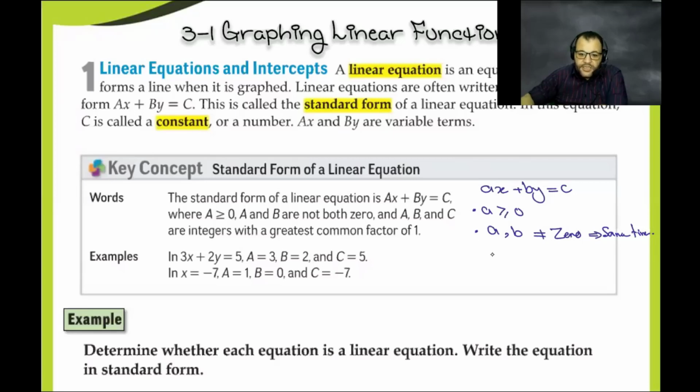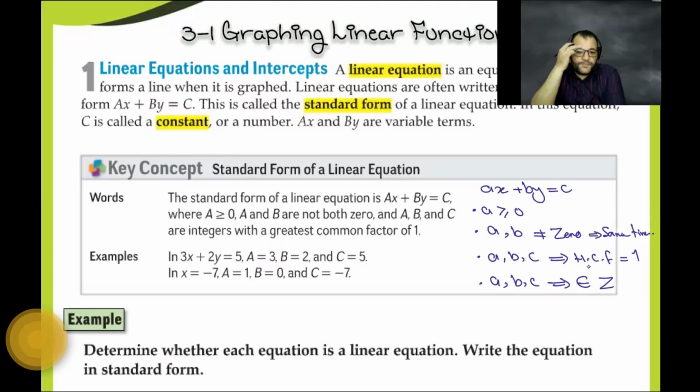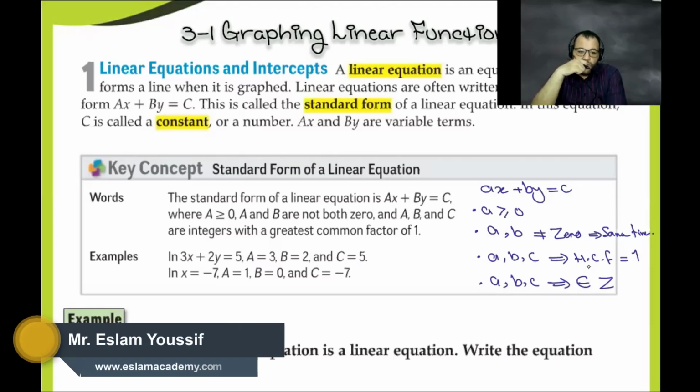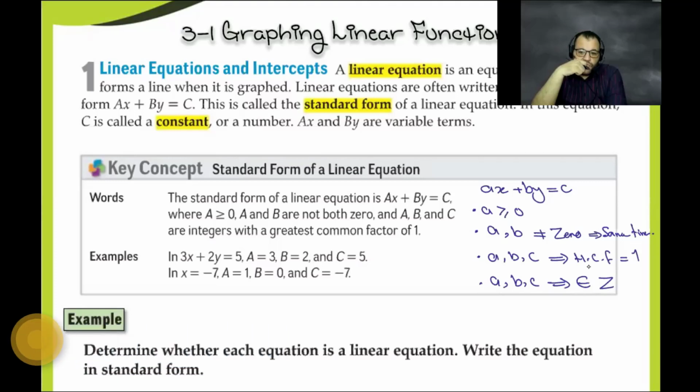The third point is that the highest common factor between a, b, and c is equal to 1. And a, b, and c all belong to Z. Do you know what is the meaning of the set Z? Not x, y, z. It is a set of numbers. What are the sets of numbers that you know?